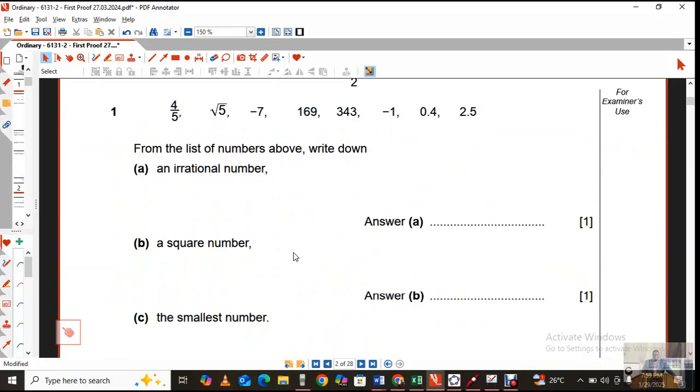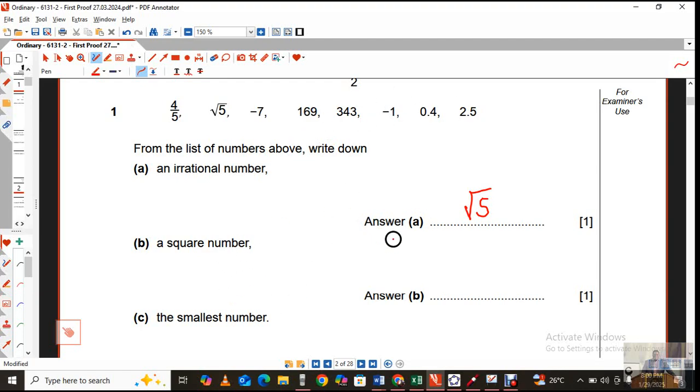So question 1 consists of a series of numbers, and from that list of numbers, you need to write an irrational number. Again, an irrational number is a number that cannot be written as a fraction. Now the square root of 5 is a number that continues, it never stops. All of the other numbers can be written as a fraction. A whole number can be over 1, negative 1 over 1. They can all be written as fractions.